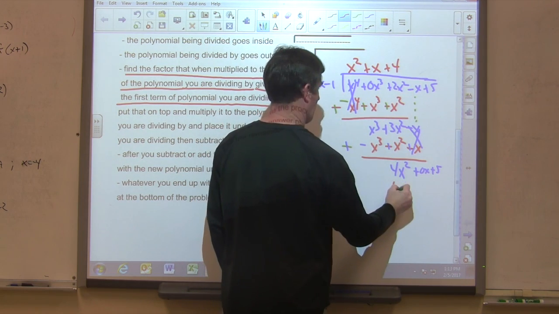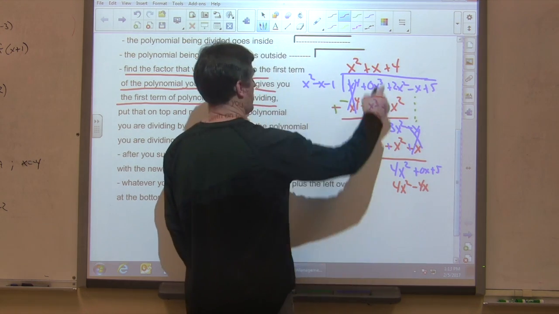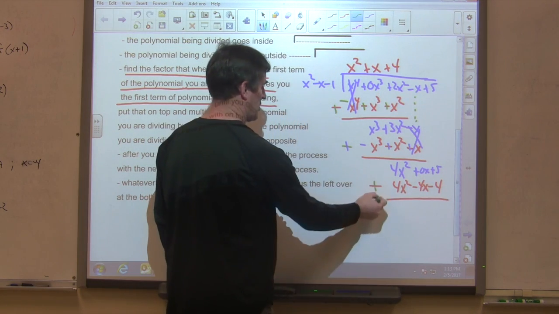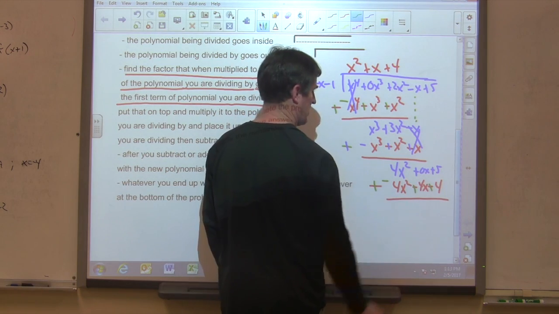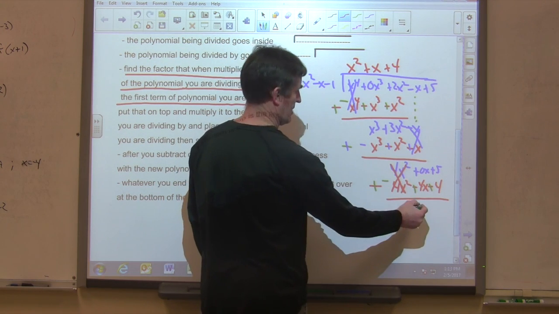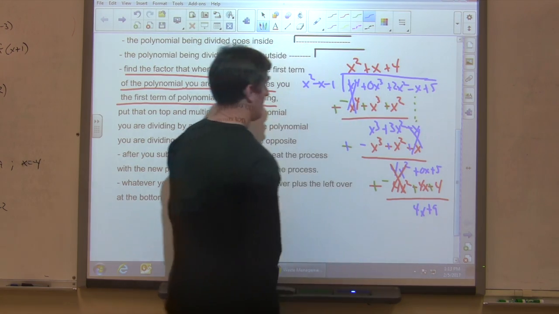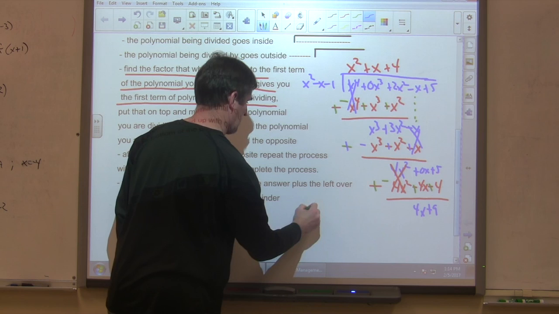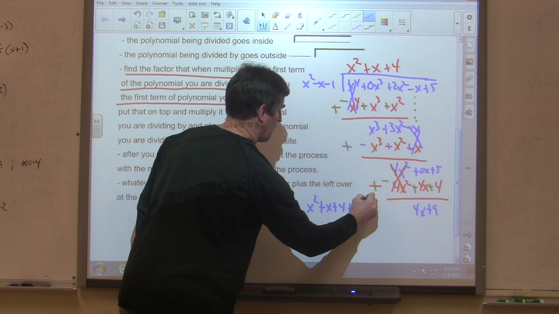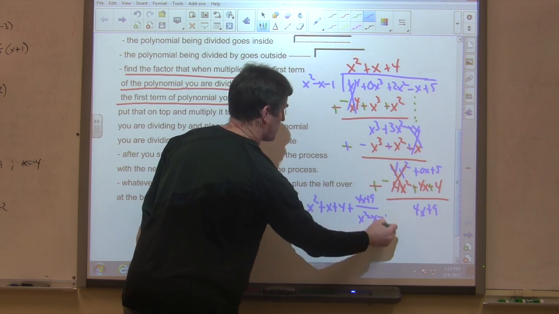4 times x squared is 4x squared. And 4 times negative x is a negative 4x. And 4 times negative 1 is a negative 4. We're going to subtract, so we change it to addition. Change the signs. Add. Opposites cancel. And we get 4x plus 9. And so my answer is, what's up above? X squared plus x plus 4. Plus our remainder, 4x plus 9 over x squared minus x minus 1.